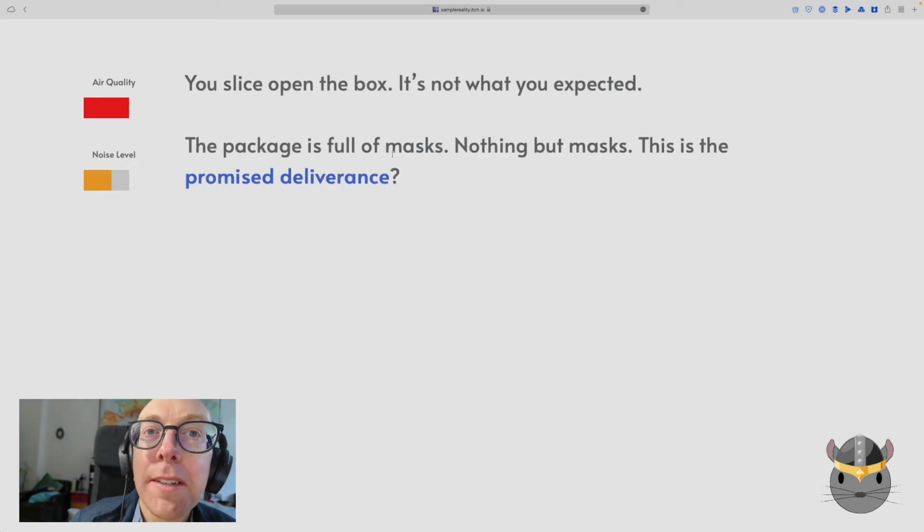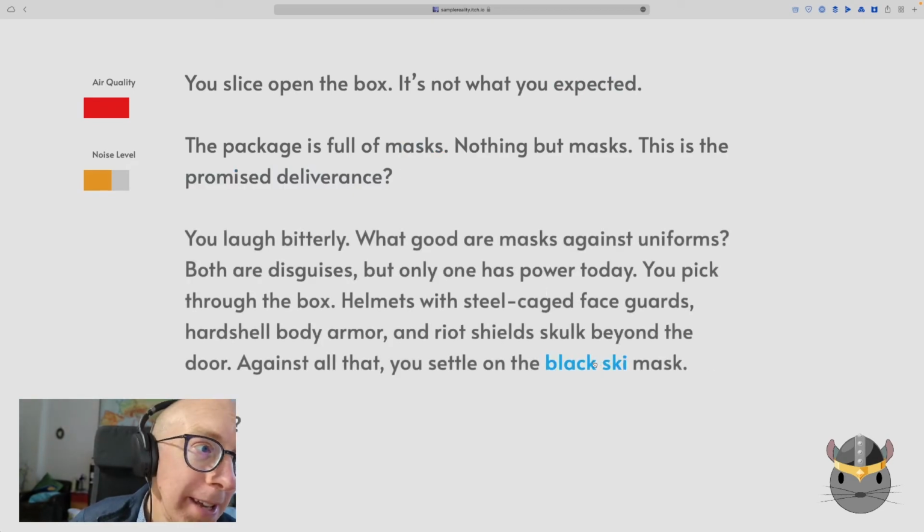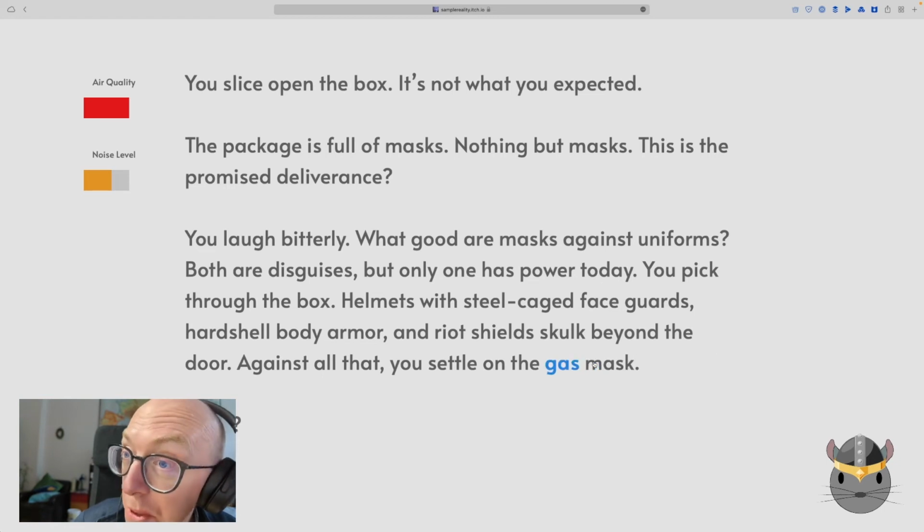It's full of masks. Guy Fawkes mask. No. Black ski mask. Maybe. Dazzle camo. Don't know what it is. Still. Maybe. Blue surgical. No. Gas mask. Could be useful.